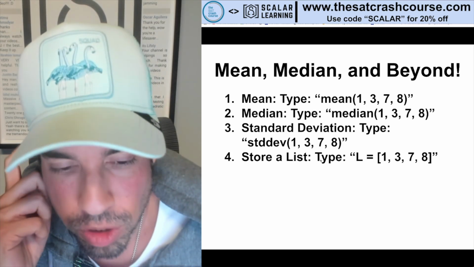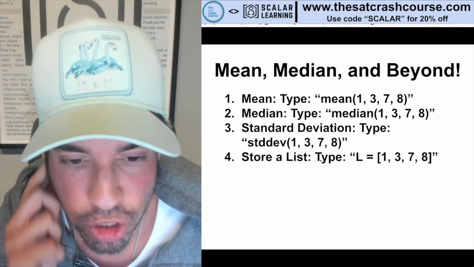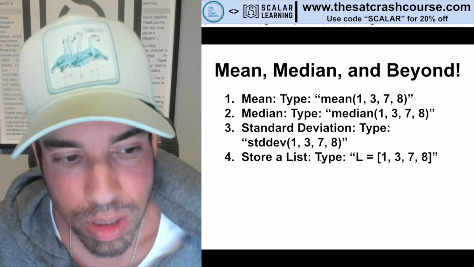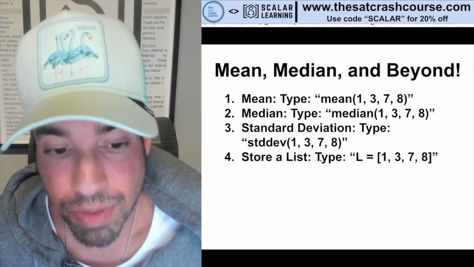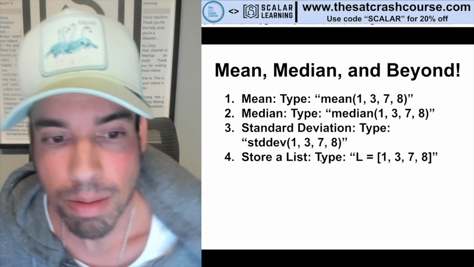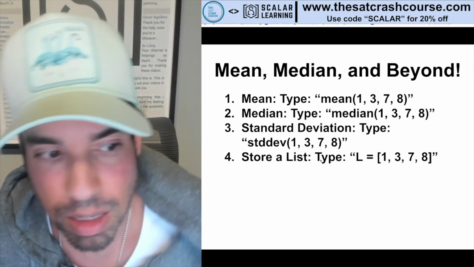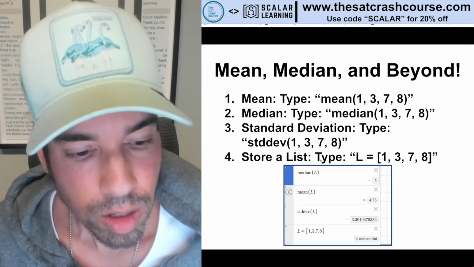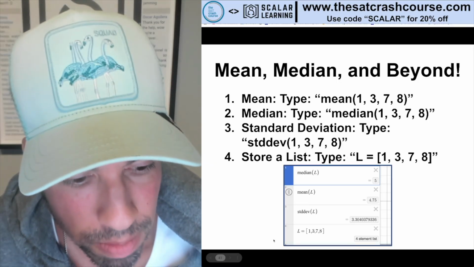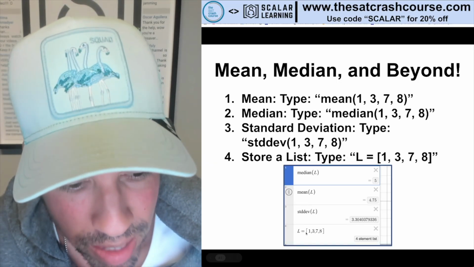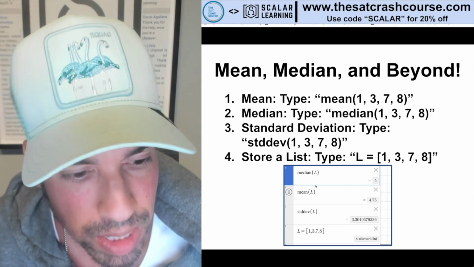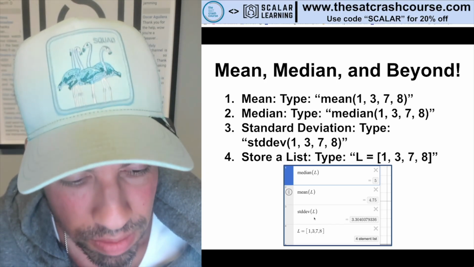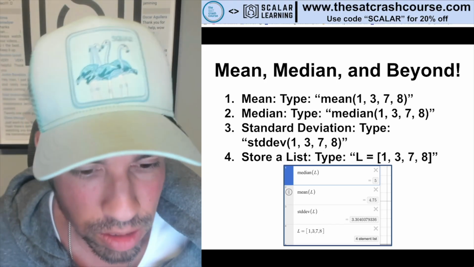And the other thing is you can store a list. This is really beneficial as well, because when you store a list of data, then you can perform these various operations by just typing mean of L, median of L, standard deviation of L, etc. So in this example here, there is my L list with those brackets 1, 3, 7, 8, and you can see I did median, mean, and STDDEV, or standard deviation, and it calculates them all.